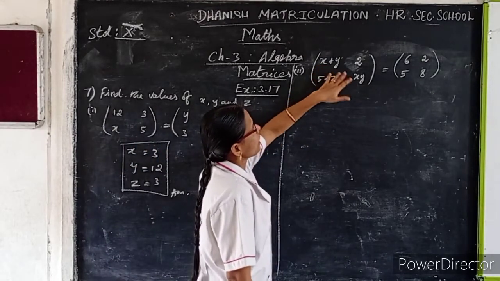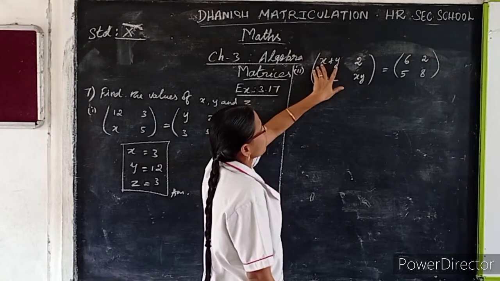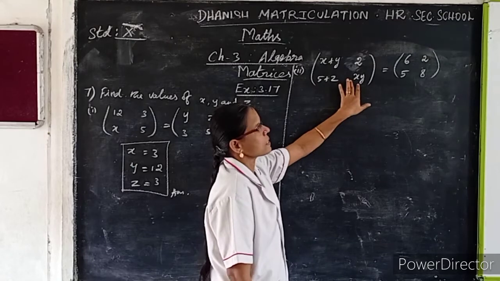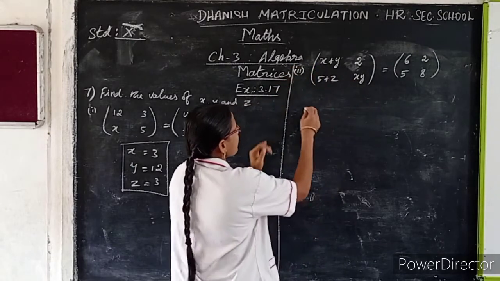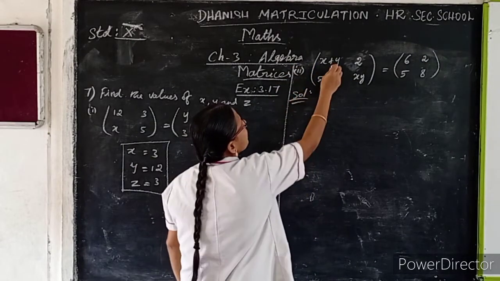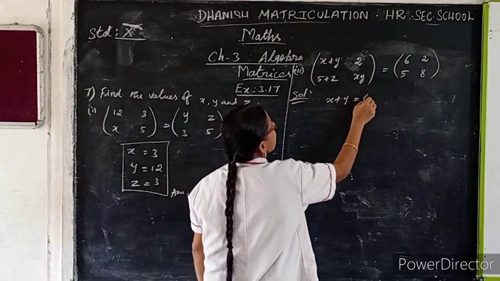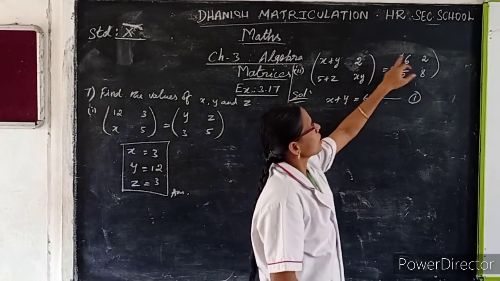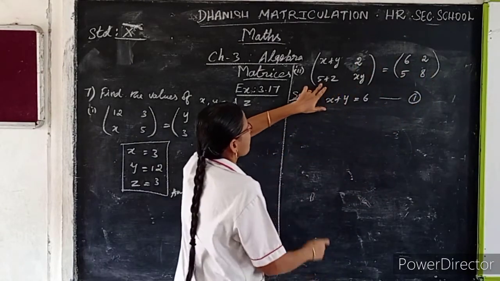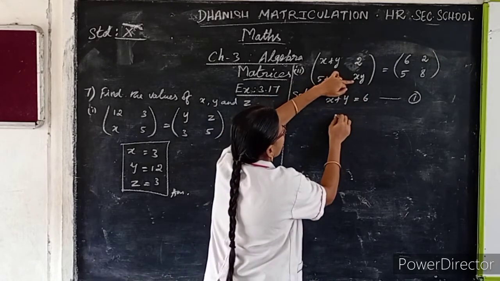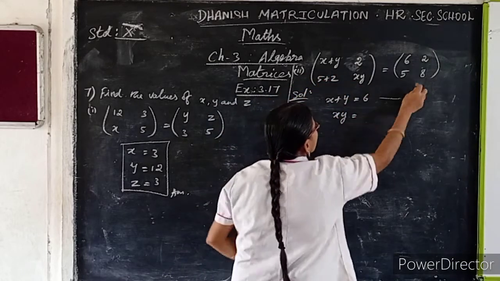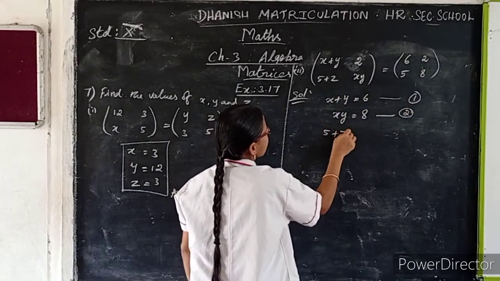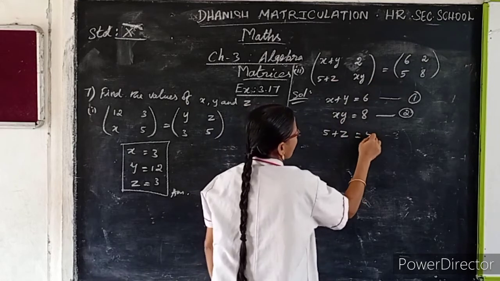So equating the elements. First, the A11 equation is x plus y. This is A12, this is A21, this is the A22 equation. So first equating the elements. X plus y is equal to 6. This is the first equation. Next, these two are constant. So here x y is equal to 8. Second equation. Third equation, 5 plus z equal to 5.